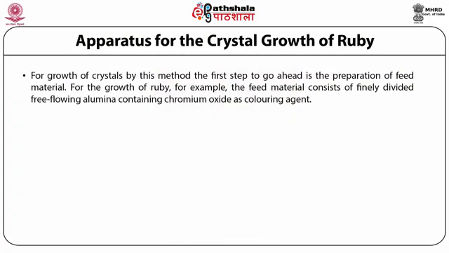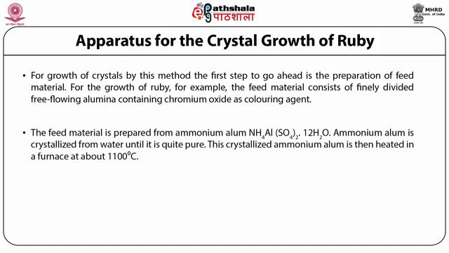For growth of crystals by this method, the first step is the preparation of feed material. For the growth of ruby, for example, the feed material consists of finely divided free-flowing alumina containing chromium oxide as coloring agent. The feed material is prepared from ammonium alum, with a chemical formula NH4Al(SO4)2·12H2O. Ammonium alum is crystallized from water until it is quite pure.